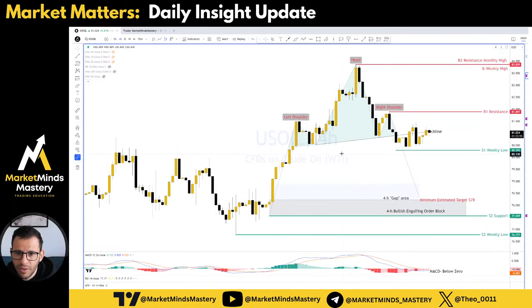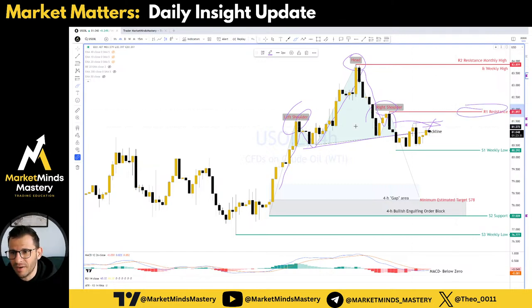US oil on the 4-hour chart, there is a head and shoulders reversal pattern that we identified during the weekend's analysis. There is a suspected failure here, because if the price closes above the neckline and moves higher than this R1 resistance, that's the right shoulder, then the pattern has failed.